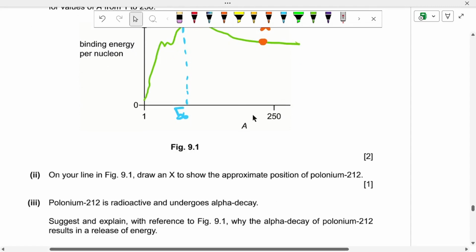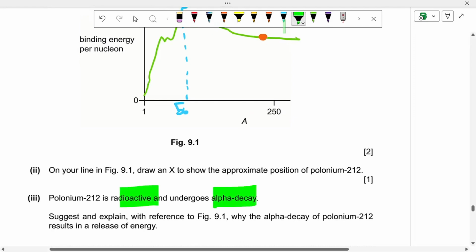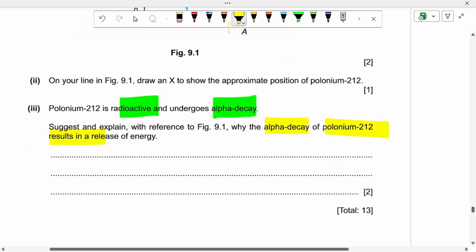X marks the spot. Polonium is a radioactive isotope and undergoes alpha decay. If you've done AS, you know the equations for alpha decay. So I just explain with reference to Fig 9.1 why the alpha decay of polonium results in a release of energy. Why does it result in a release of energy?